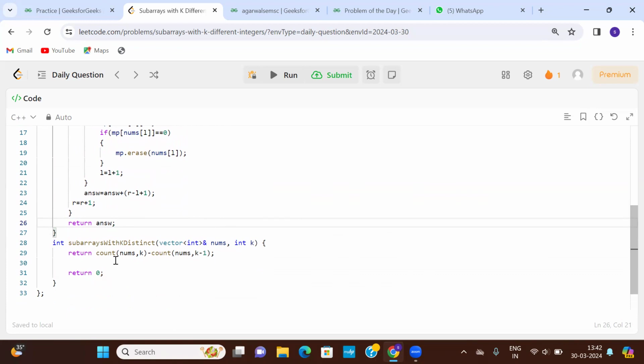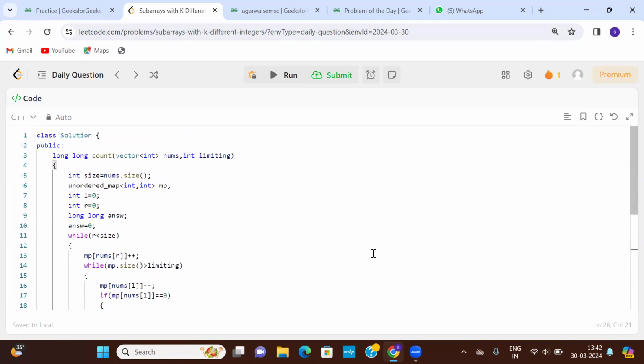Once this answer gets returned, in count(nums, k) I will get the number of subarrays in which distinct integers are less than or equal to k. And in this other call, I will get the number of subarrays in which distinct integers are lesser than k. I will subtract both of them and I will get my answer. So I hope you all would have understood this question. It was based on the sliding window approach. If you know it, you all would have understood it.